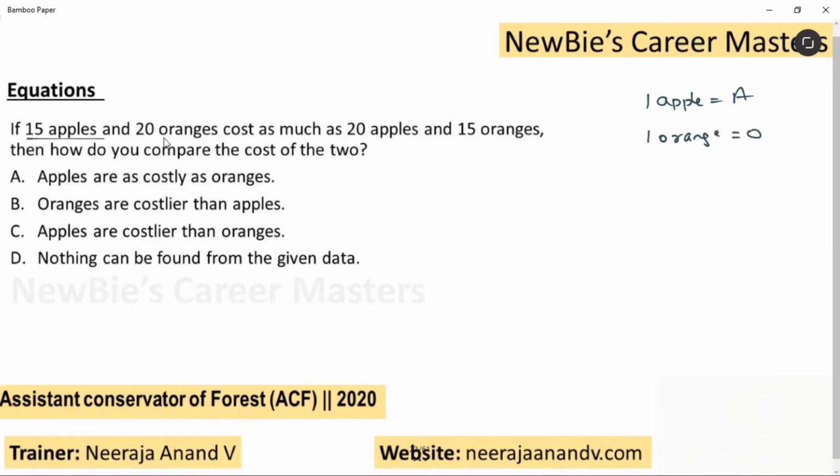Cost of 15 apples and 20 oranges means 15A plus 20O. In order to differentiate this O and 0, let's mark this O like this. Then 20 apples and 15 oranges, 20A plus 15O. They're telling these two values are the same. Let's take the values.